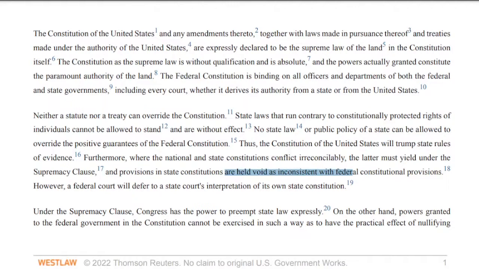Okay, so we also have provisions from state constitutions held as void if they are in conflict with constitutional provisions. However, a federal court will defer to a state court's interpretation of its own state constitution, though.